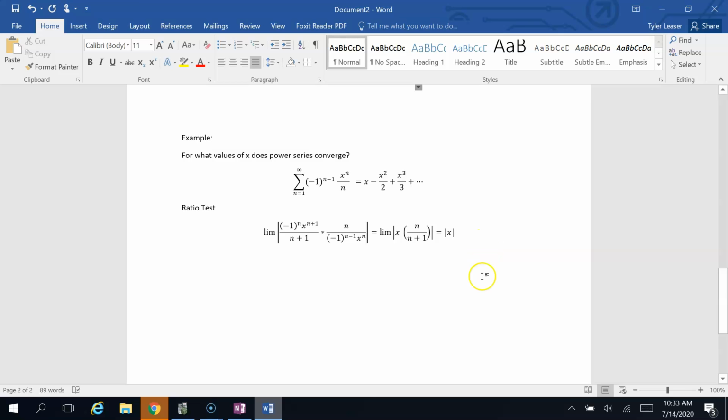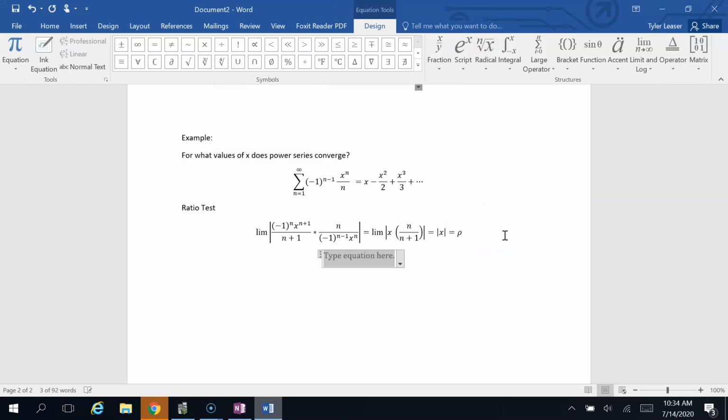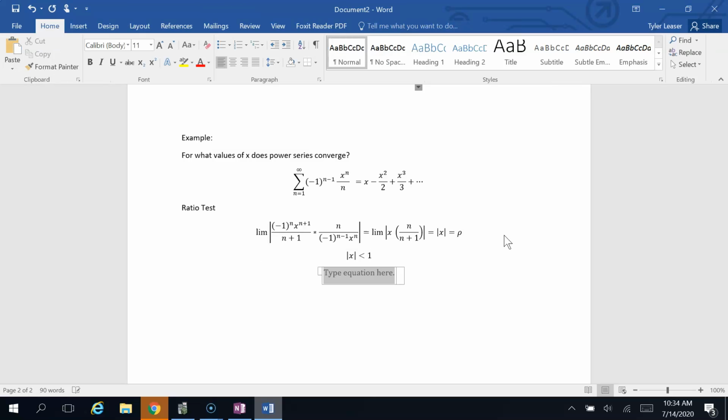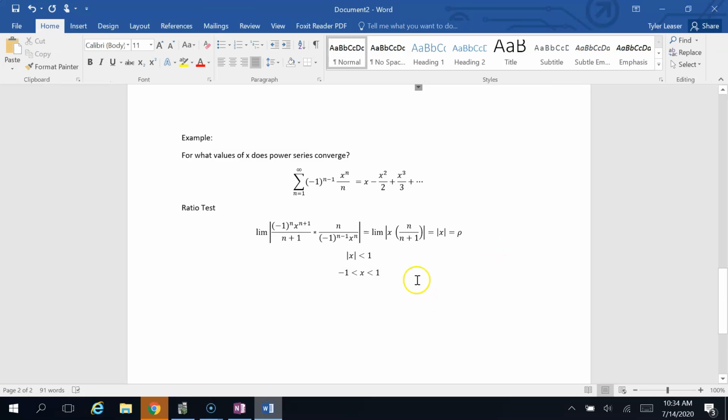But we did this using the ratio test. And remember that at the end of the ratio test, this value that we got, that's rho. And as long as this rho is less than 1, we have convergence. So we're just going to make rho be less than 1 by setting it to be less than 1. Again, we have the absolute value inequality, so we're going to squeeze x between the positive and the negative. This is going to be my final answer. This power series converges as long as my x is in between negative 1 and positive 1.